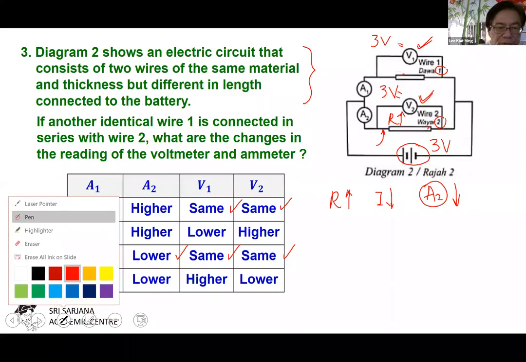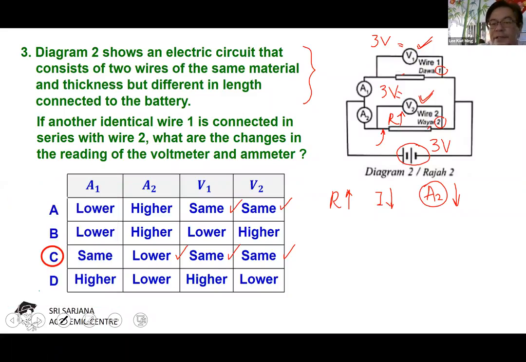Before I move, I'm going to repeat one more time. Because the power supply is 3 volts and the arrangement of the circuit is parallel, the reading of BU1 is also 3 volts, BU2 also 3 volts. And because we add one more resistance here, it will make the resistance go higher. So when resistance goes higher, your current becomes lower. Resistance and current are always opposite. This will make your reading of A2 become lower.